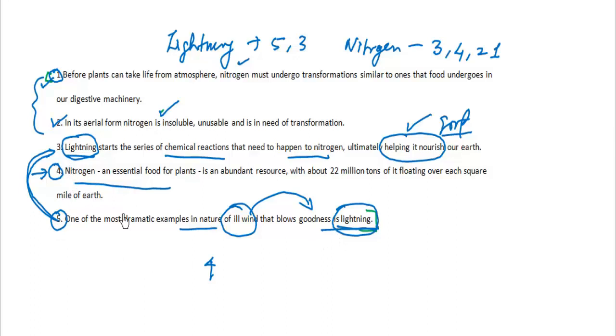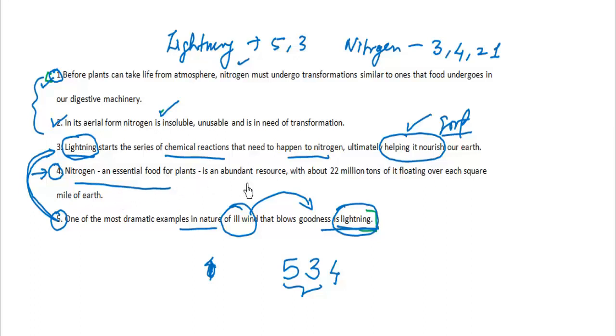And how does it do that? It's statement 3. So basically what I have to do is start with 5, wherein I say that lightning is an example of ill wind that blows goodness, and then I speak about 3, in which I am explaining how it happens. 3 says lightning starts series of chemical reactions that need to happen to nitrogen, ultimately helping it nourish our earth. So 5, 3 is a pair. And then if I have to continue, I must speak about nitrogen first. The author has said it helps bring those chemical reactions in nitrogen, and that helps it nourish our earth. And what is nitrogen?